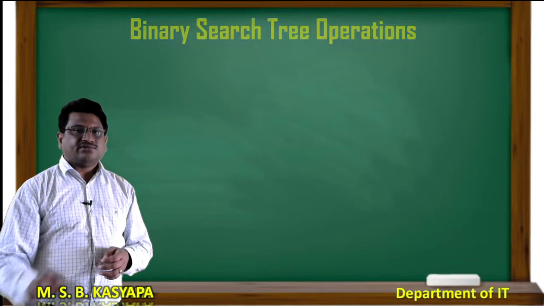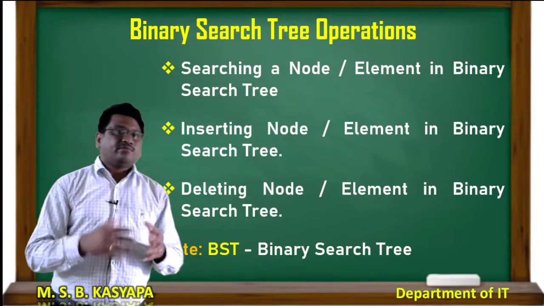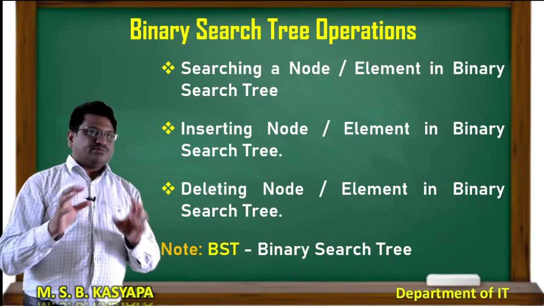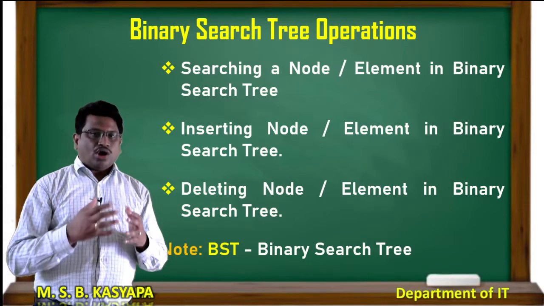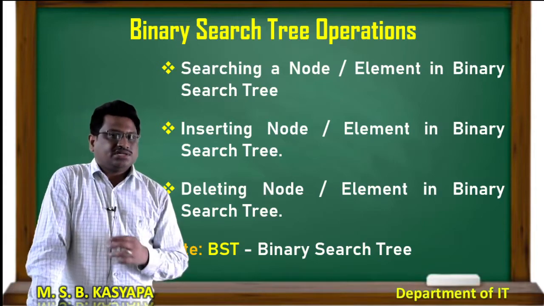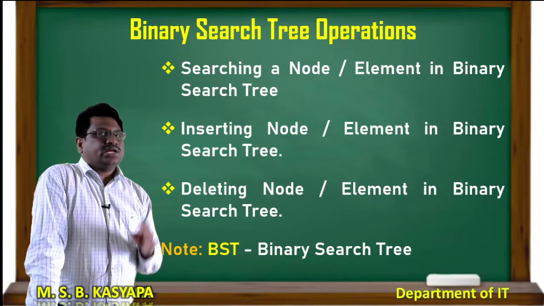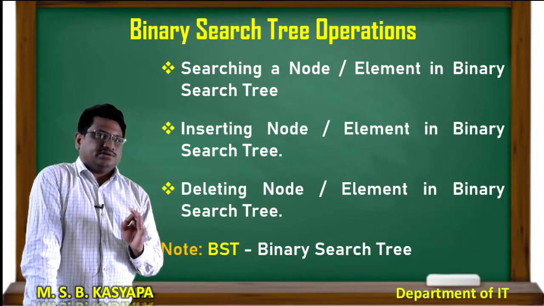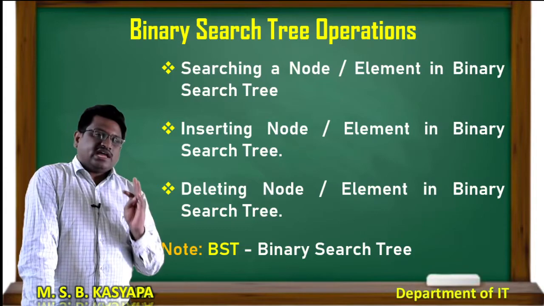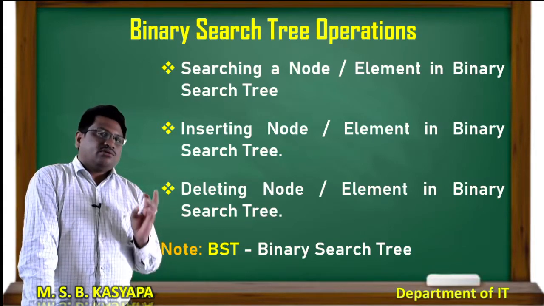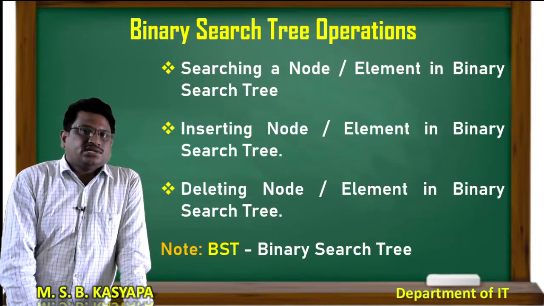In the previous class we discussed how to insert values in a binary search tree, or how to construct a binary search tree if I have some node values. Okay. Now, I will discuss the operations of a binary search tree. So, what are the operations? As you know, in any basic data structure, the basic operations are searching, insertion and deletion. So, searching a data or a node, inserting a node or element in a binary search tree, or deleting a node or element from the binary search tree. These are the main operations in a binary search tree.